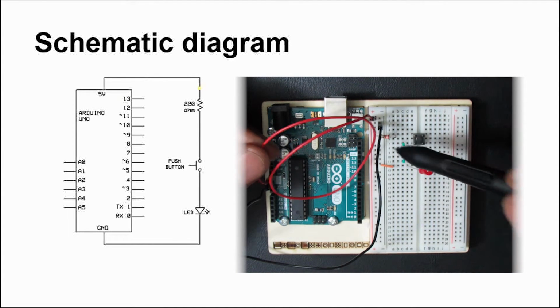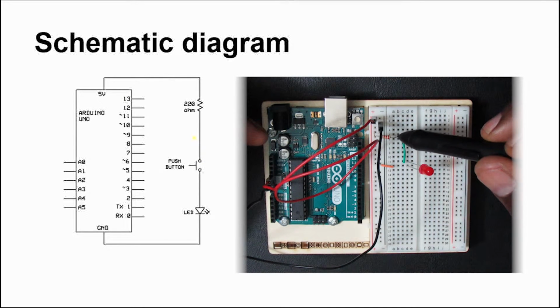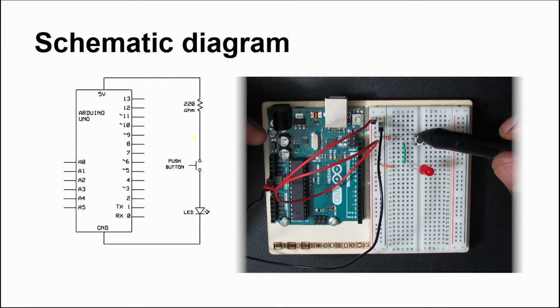And then back on your schematic diagram, what's coming after the resistor? What's connected to the other end of the resistor? Then you go into your push button. So here you see that coming from the other end of our resistor, we go over to our push button.